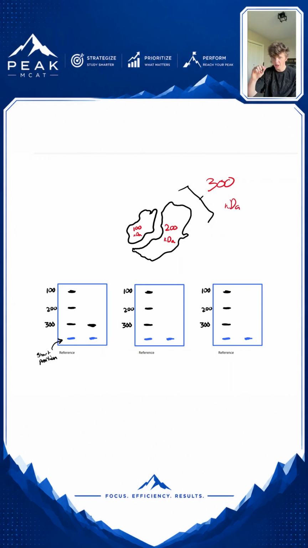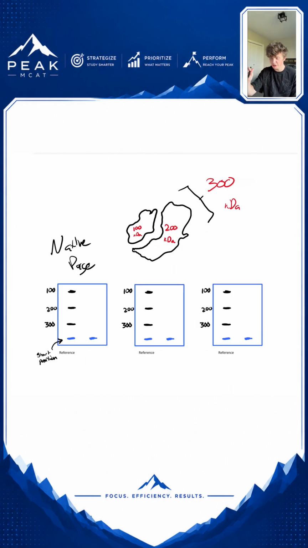So the first type of gel electrophoresis that you have to know how to apply is native PAGE. Native PAGE runs the protein in exactly what it sounds like, its native state. Therefore, this protein will show up as a band indicative of 300 kilodaltons on the gel.